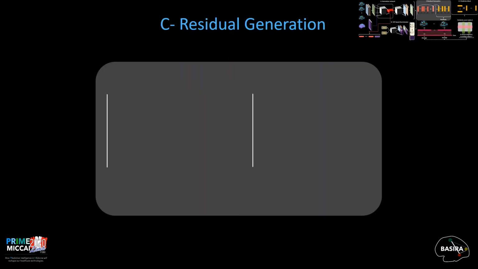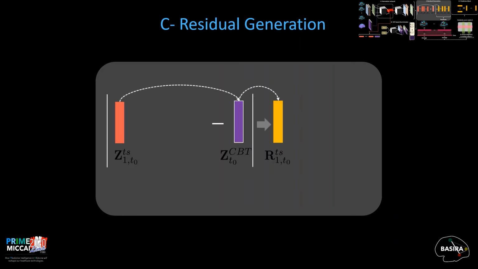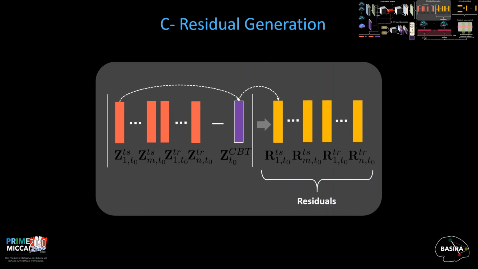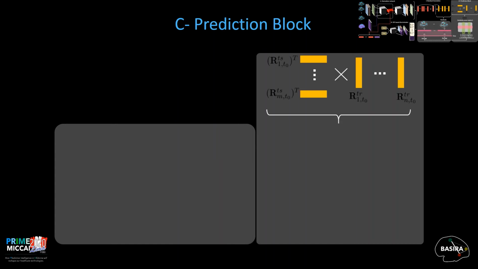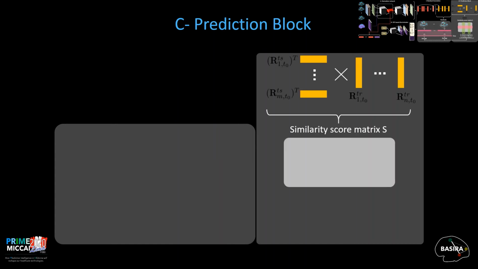As a third step, we use the low-dimensional embeddings learned by the normalizer. We generate residuals between the embedding of each brain graph and the CBT embedding by computing their absolute differences. And finally, since the dot product of two normalized matrices provides the similarity between them, we compute the dot product of each transpose testing residual and training residual and obtain a similarity score matrix.